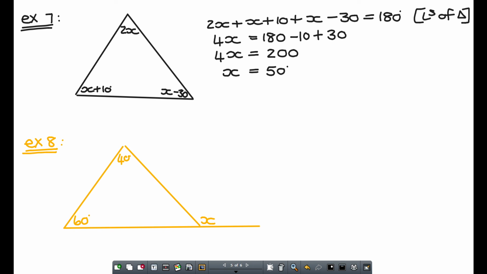Okay, let's look at example 8. What rule are we using here? Exterior angle of a triangle. Okay, so 60 plus the 40 will give me that exterior angle of x. Now, what's my reason? Exterior angle of a triangle. And 60 plus 40 is going to give me 100. So x will be 100. Alright, you good? That's the answer.